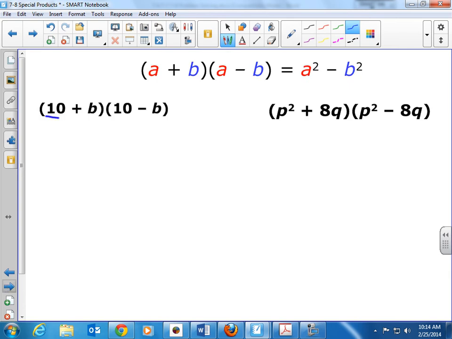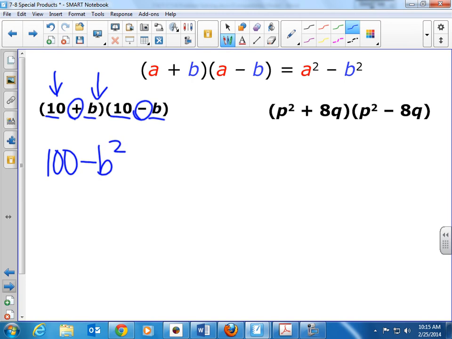See how I have a 10 here and a 10 here? They're the same. I have a b here and a b here. They're the same. This plus sign and this minus sign right there, that unique situation is going to cause my middle term, that 2ab part that I usually have, to cancel. So my answer here, I just take the a term, which is 10, and I square it. I get 100. Then I put a subtraction sign, and then I take my b term, which is a b, ironically, and I square it. That is my answer. Okay?